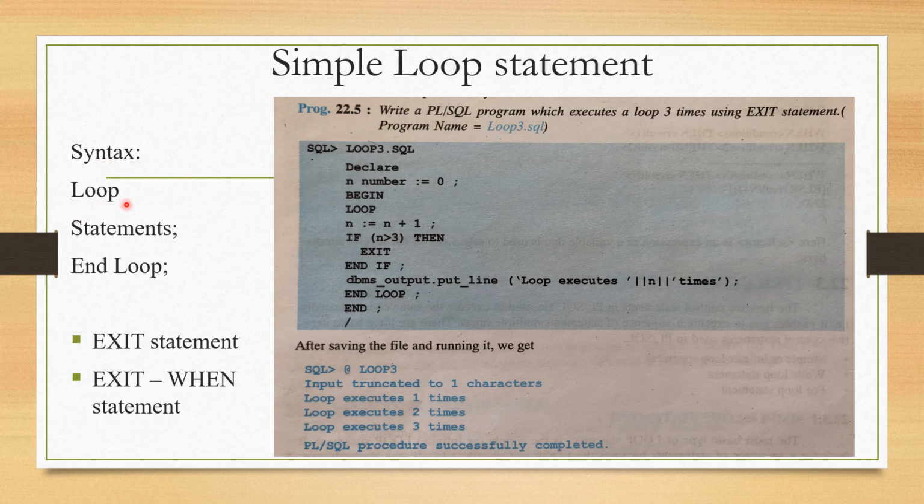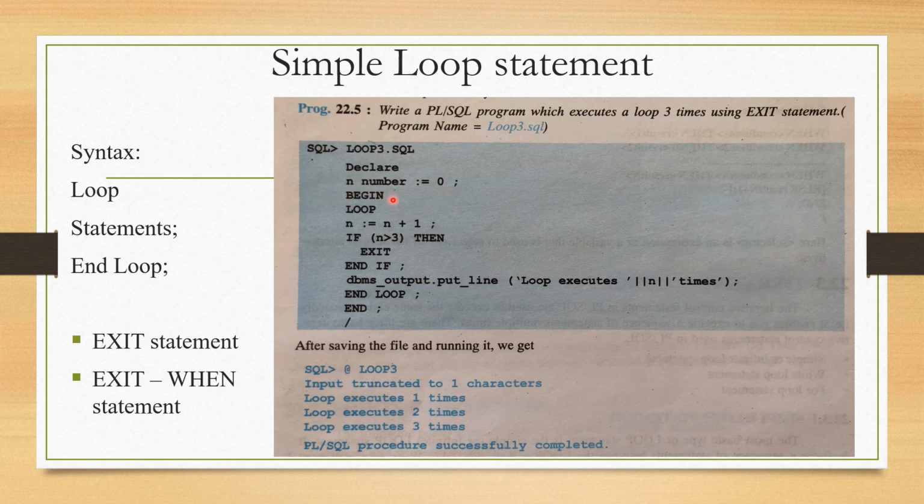We are just using the loop keyword, then a sequence of statements will be there, and we are ending this loop with a semicolon. And this is a simple example which shows the concept of the simple loop statement, right? Write a PL/SQL program which executes a loop 3 times using the exit statement. Now in the declare section, because we just want to run this loop 3 times, we are taking a variable n that is initialized to 0.